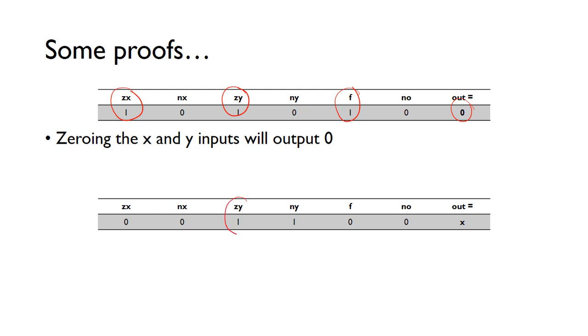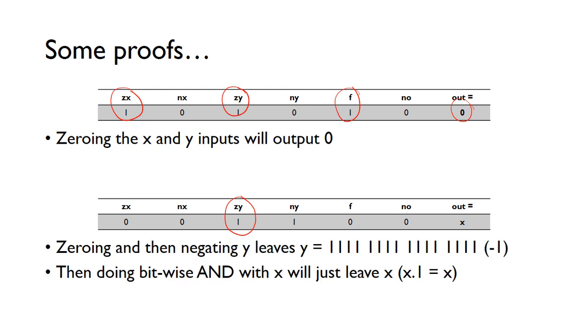If it's 0 on the y, we'll end up with all zeros on the y input. Then we negate y, so all those zeros turn to ones. So y will end up as 16 bits, all 1s in binary. This is the equivalent in 2's complement. When you see all ones, this is equal to -1. So in 2's complement, all ones are equal to -1.